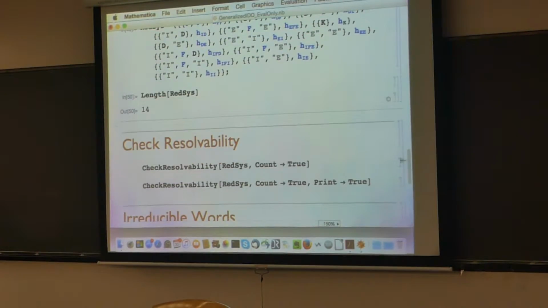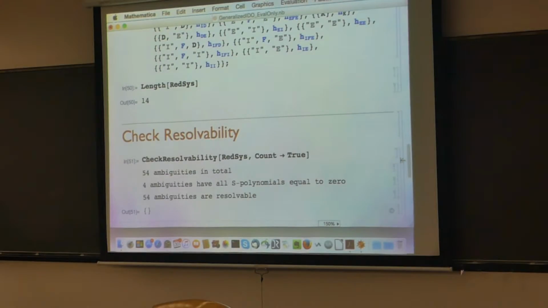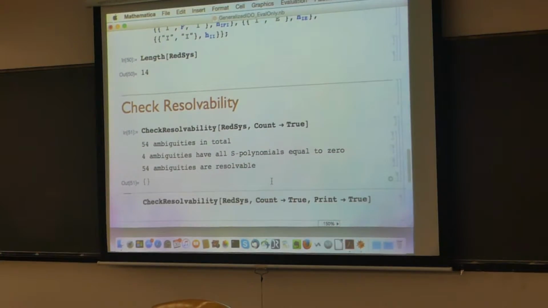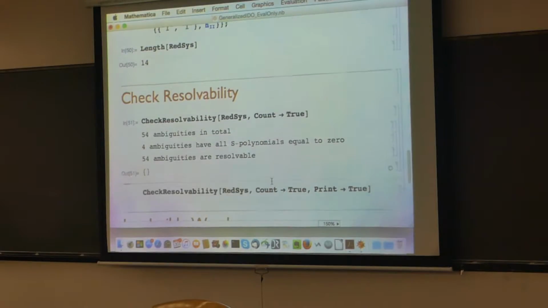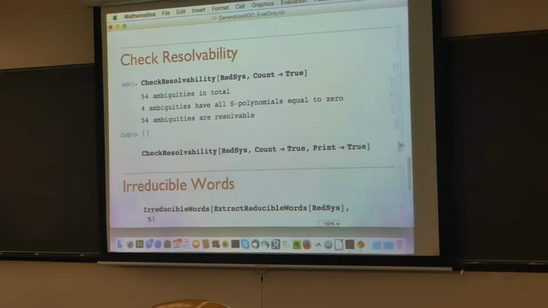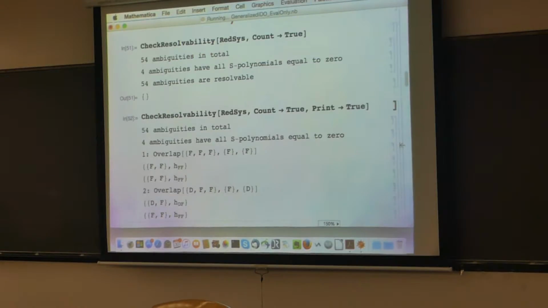And to prove the theorem, we call a command called check resolvability, and it tells us that we have 54 ambiguities in total, I mean S-polynomials that we have to reduce to 0, and it says all ambiguities are reduced to 0. And if we don't believe it, or want more information on this reduction process, we can look at a closer trace. On this trace, this is the first thing that we did.